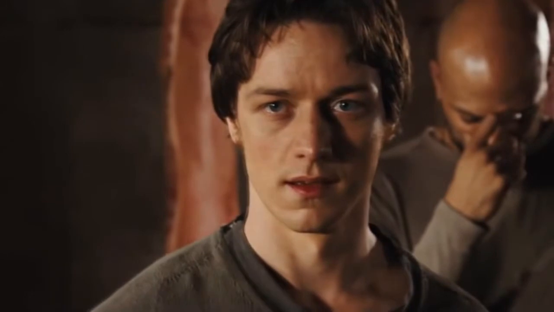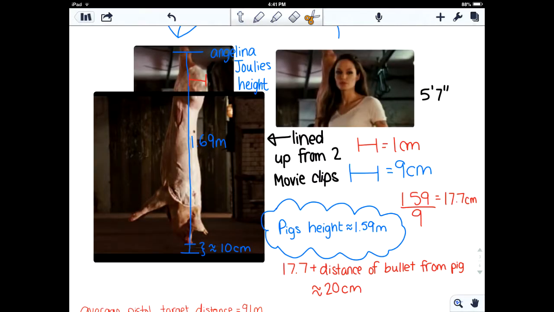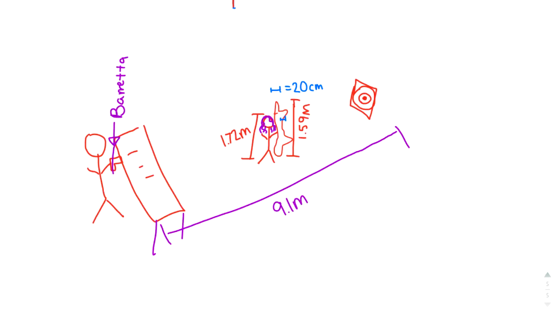Here we have a character, Wesley Gibson, standing in a warehouse-type room with dimensions about 10 meters by 10 meters. There's a dead pig hanging in the center of the room with a length of about 169 centimeters, about 10 centimeters off the ground. Another character, Fox, is standing in front of the pig and her height is 170 centimeters. A target is placed 9.1 meters in front of Wesley.